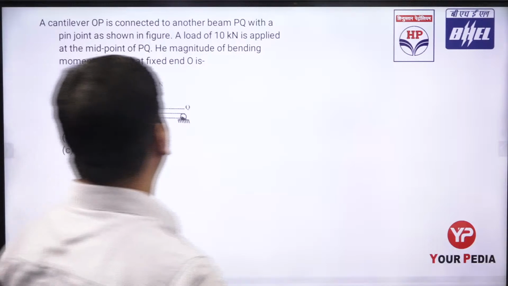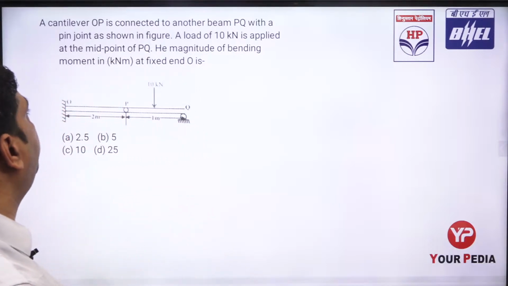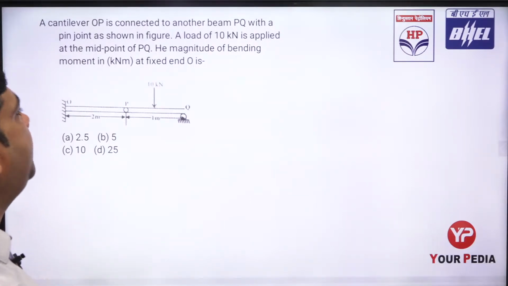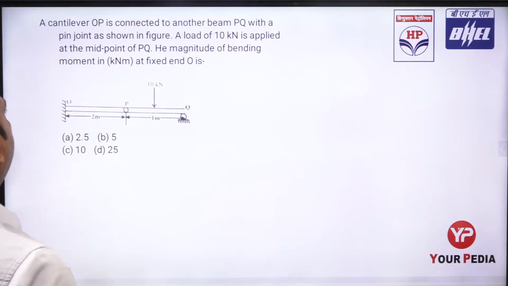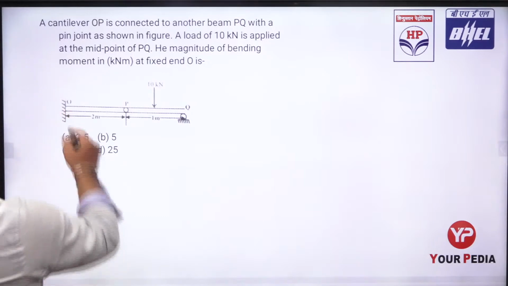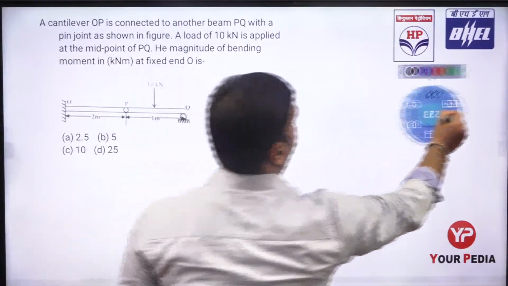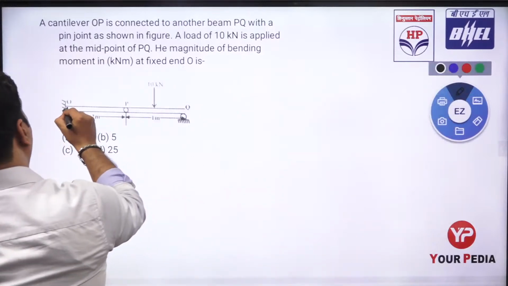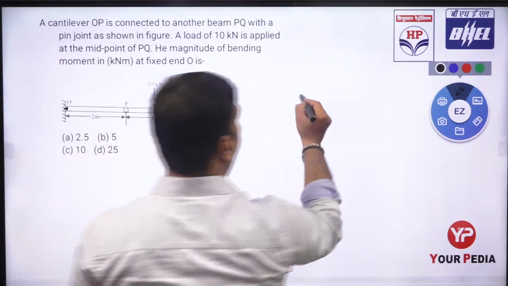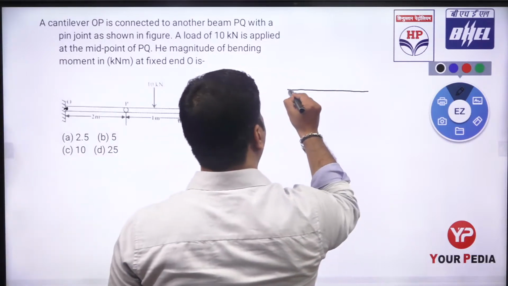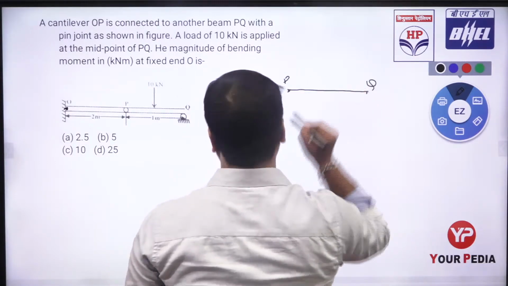So the question says that a cantilever OP is connected to another beam PQ with a pin joint as shown in the figure. A load of 10 kilonewton is applied at the midpoint of PQ. It asks for the magnitude of the bending moment at the fixed end O, at point O. What will happen in this? It is a combination of two beams. So if I break the beam into two members, one is PQ and another one is OP.